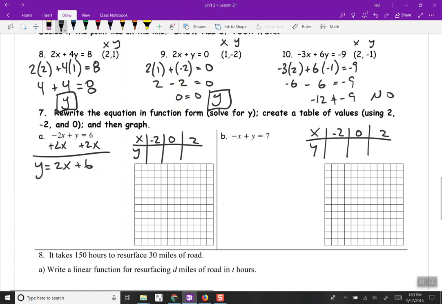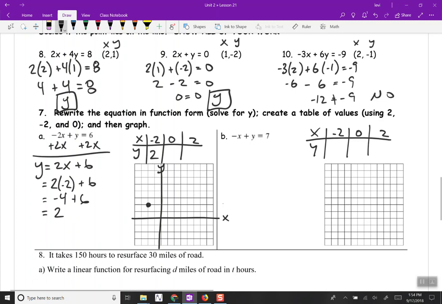So first we want to substitute in a negative 2 for x. We're going to do this one first. 2 times negative 2, negative 4, plus 6, which makes 2. So that's the point negative 2, 2. There's our xy coordinate plane. So negative 2, 2 would be right here.